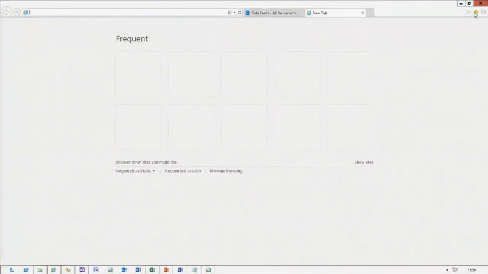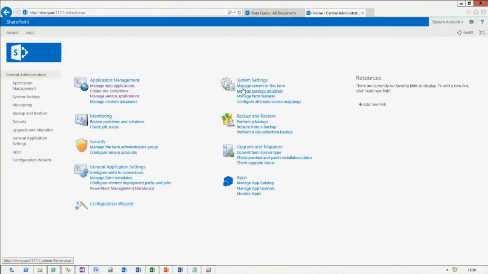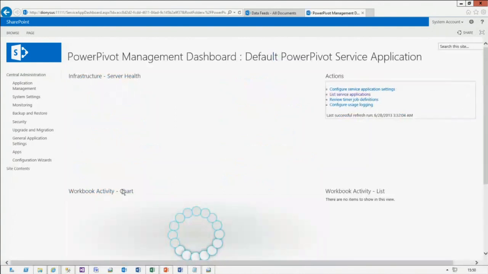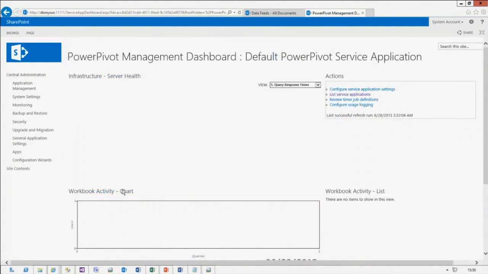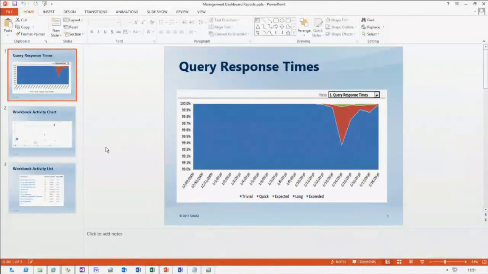So what I'll do is I'll open up Central Admin, and then down here I've got a link to the Power Pivot Management Dashboard. This will be available. This is your first evidence that the Power Pivot add-in has been installed. Now, the problem I've got is that in a demo environment like my virtual machine here, I don't have a lot of history. I think we had published one workbook. I'm not sure if we even interacted with it, but I think if we refresh, we don't really get to see much.